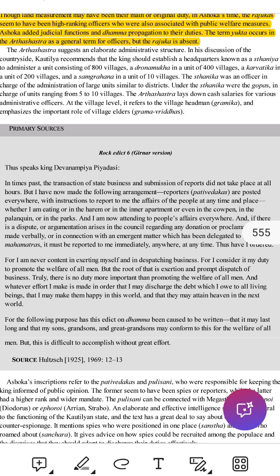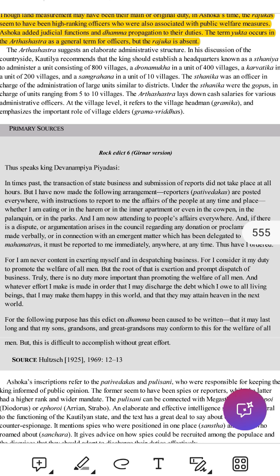The Gopa worked under the Stanika and managed smaller groups of villages, 5 to 10 villages. Think of them like the managers who report to the district officer for village level management. Now let's look at how each individual village was managed.